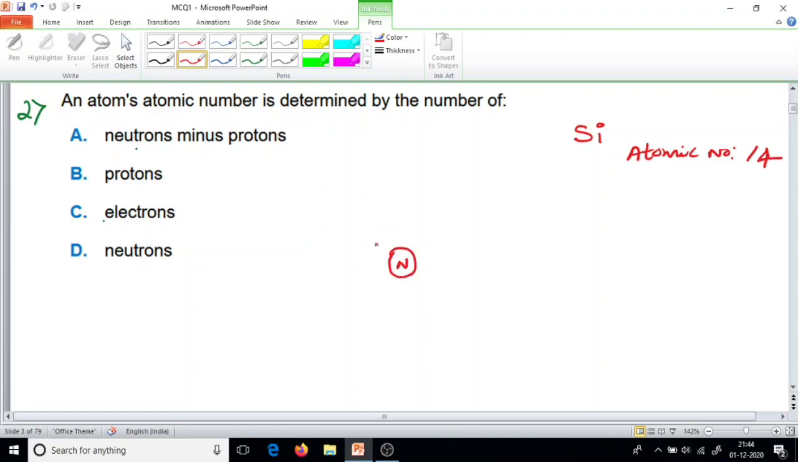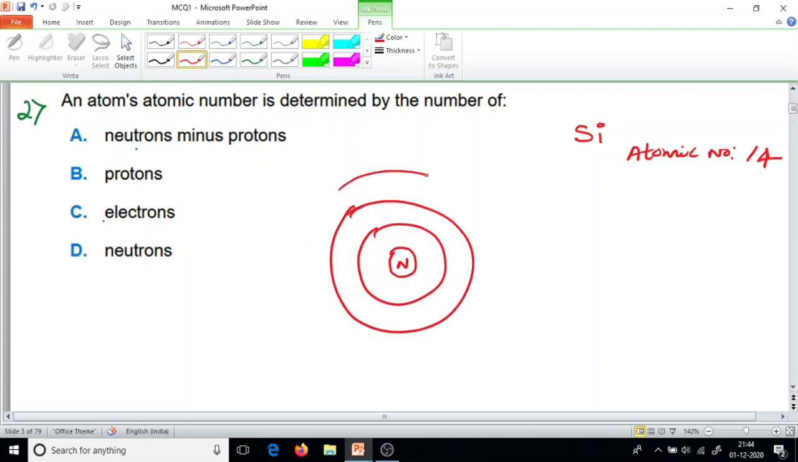So this is the nucleus, first orbit, second orbit and the third orbit. The first orbit has 2 electrons. The second orbit can accommodate 8 electrons. So 2 plus 8 is 10, leaving 4 electrons. These are the valence electrons. So all semiconductor materials will have 4 electrons in the valence band.